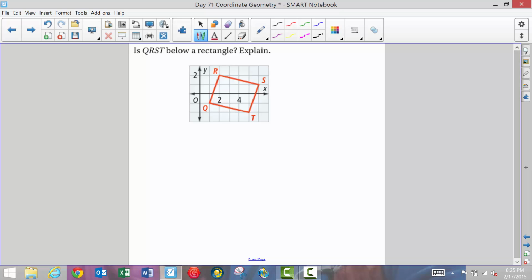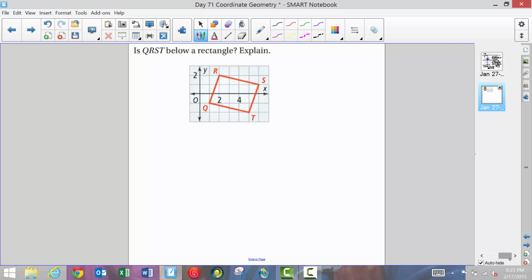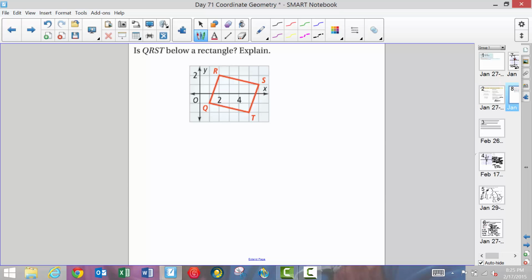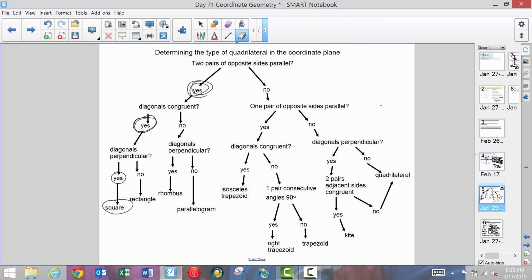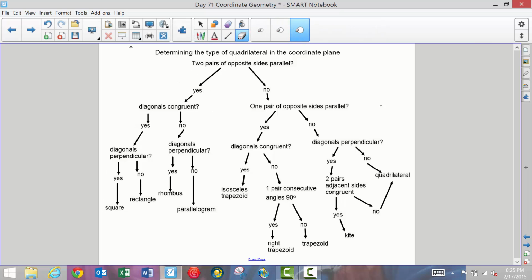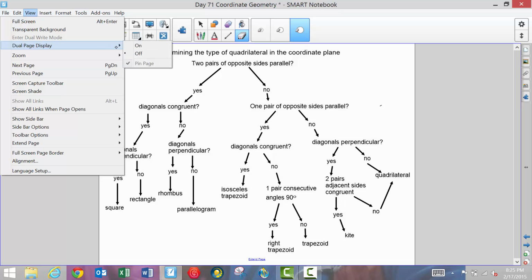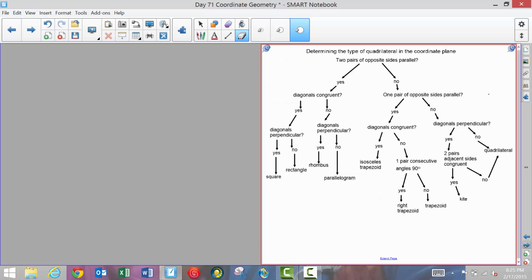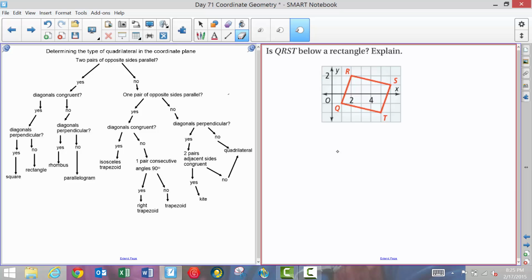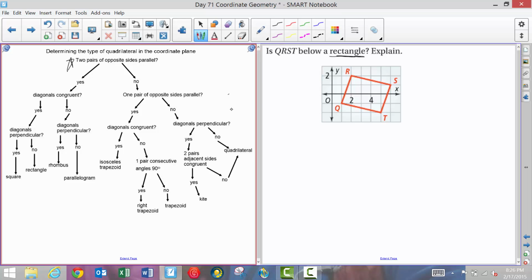So let's bring up our flowchart. So here's our flowchart. So, is it a rectangle? Notice that I don't tell you it's a parallelogram. So you have to start at step 1. So here's our flowchart. You have to start here. You have to show me that two pairs of opposite sides are parallel.